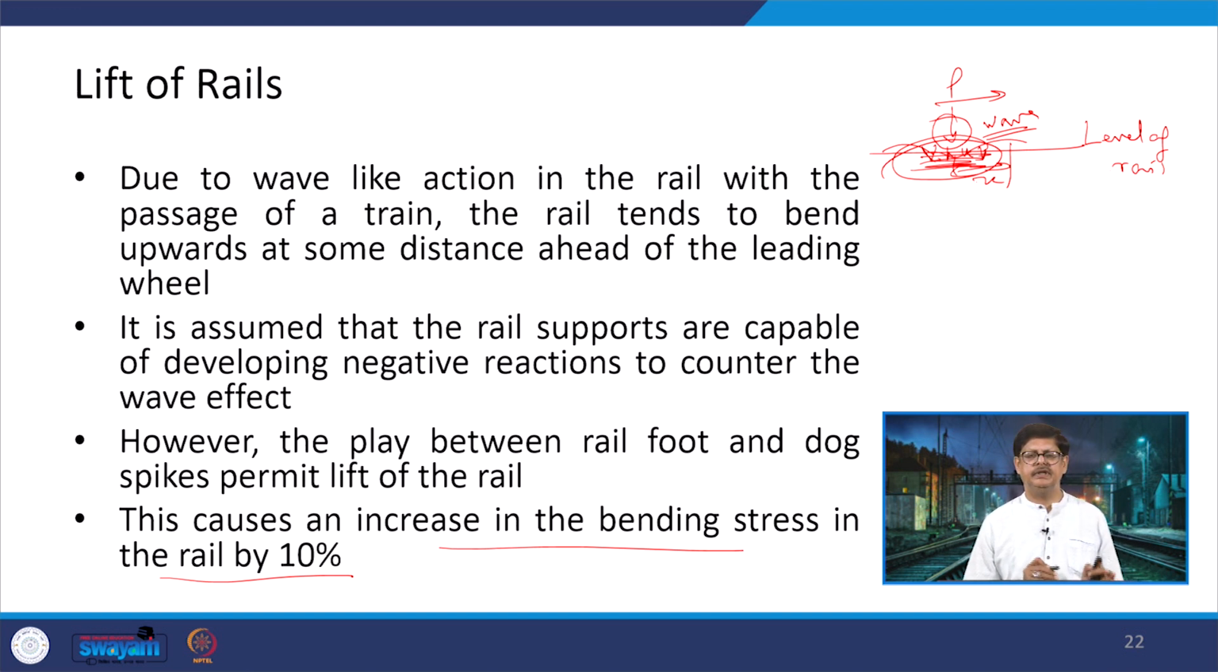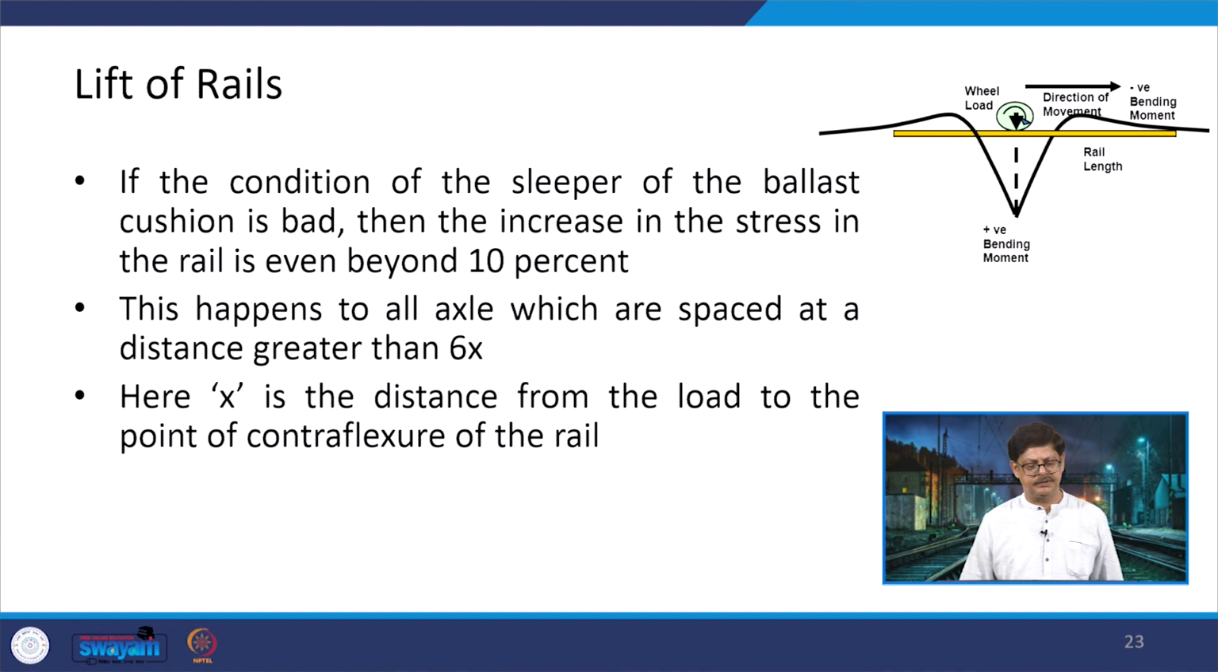Previously, we talked about the relief. We said that at this point there is going to be a relief because a negative bending moment is also there, which is being caused due to the adjacent wheel. But here we are saying that if these loose packings are there, then there is a stress building, and that stress building is by 10%. Now, if the condition of the sleeper or the ballast cushion is bad, then the increase in the stress can go beyond 10%.